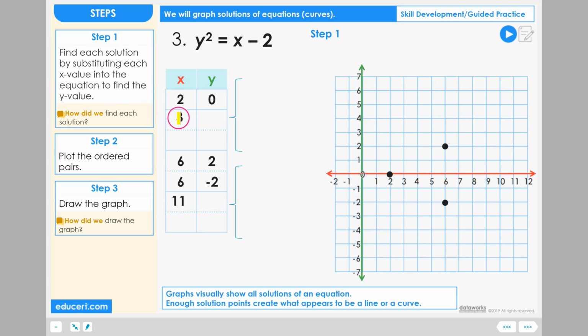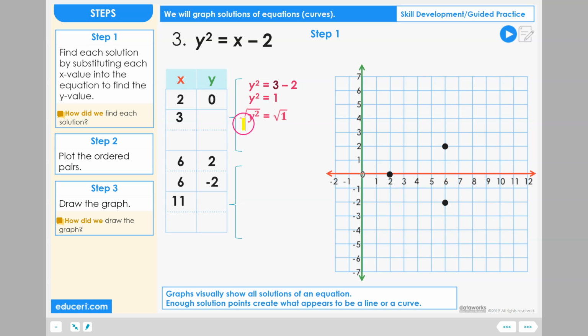Let's begin with x equals positive 3. We rewrite the equation replacing x with the value 3. Y squared equals 3 minus 2. So y squared equals 1. To solve for y, we need to square root both sides.